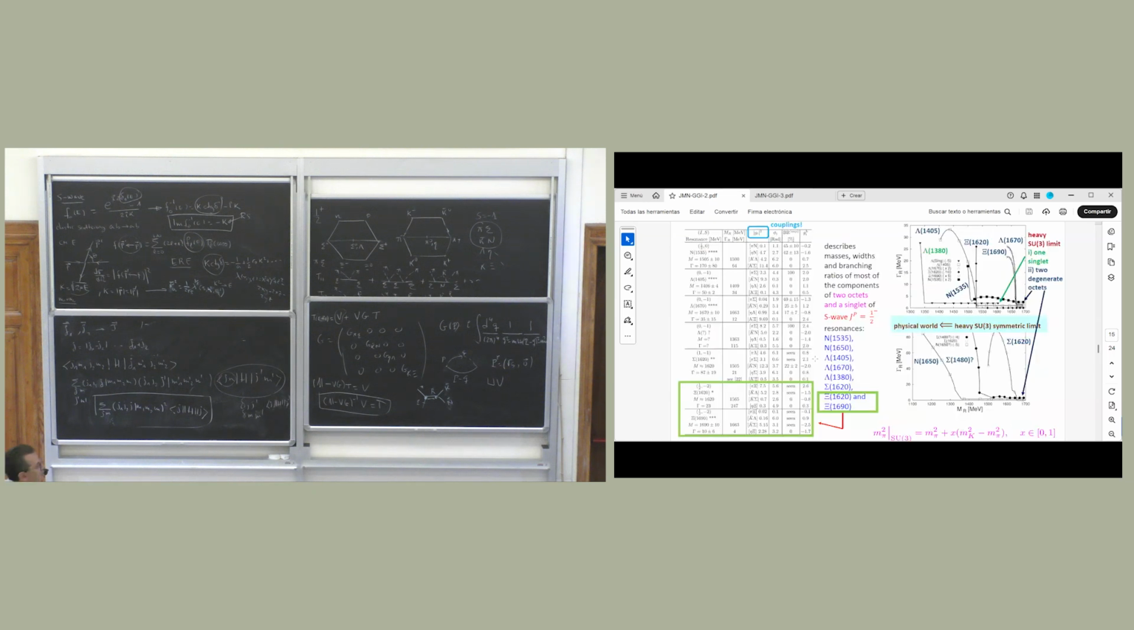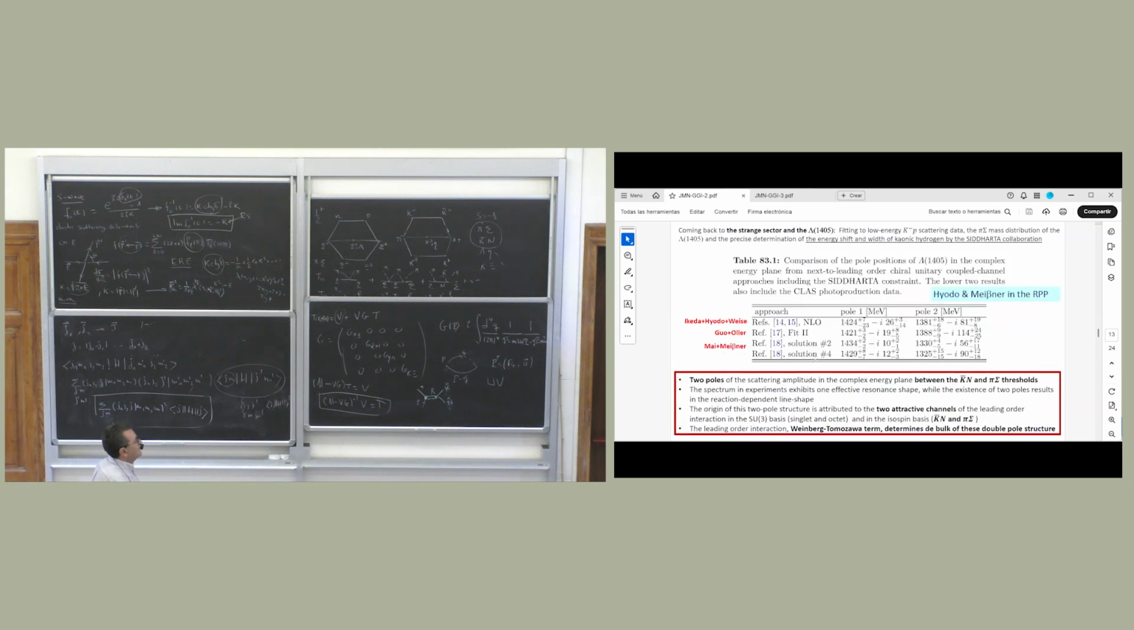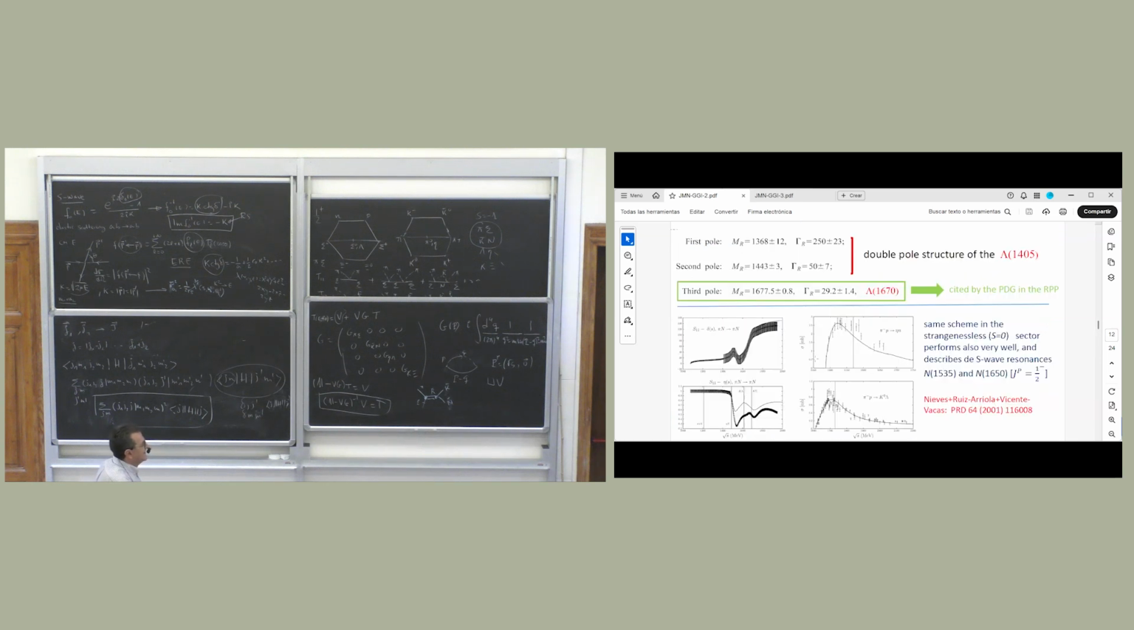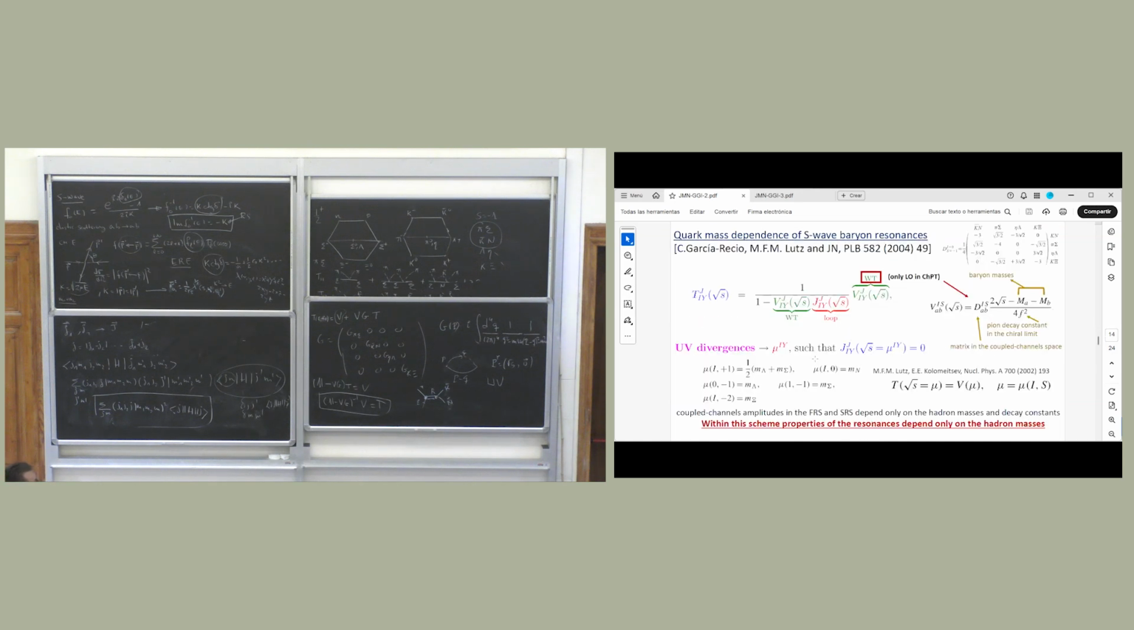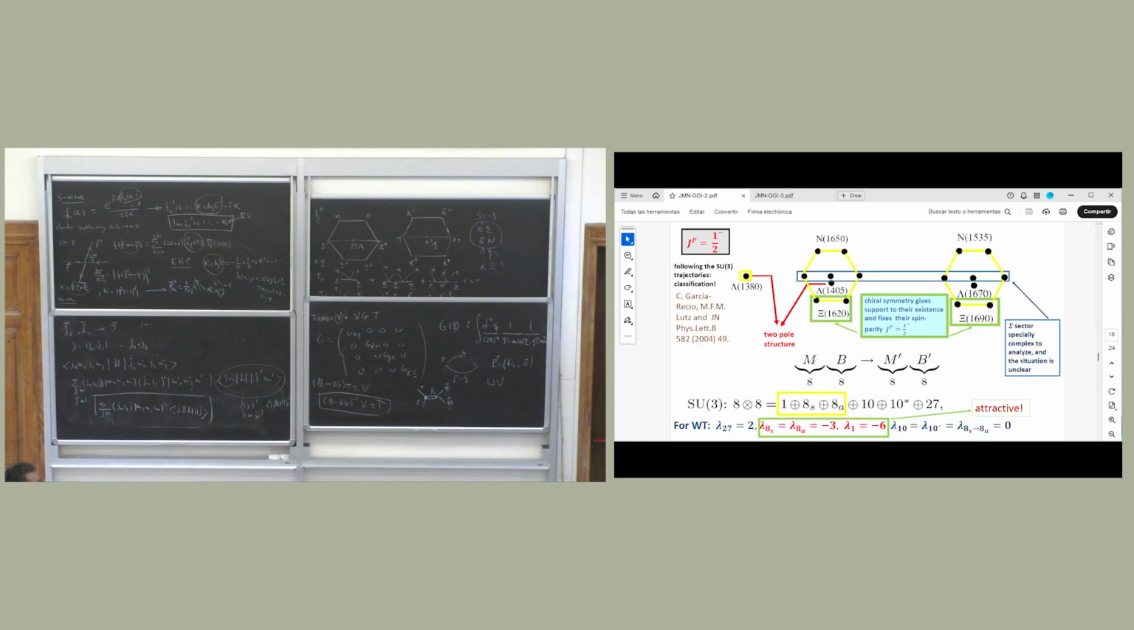Actually, here, I don't know if you can see it. I can do the same work that I did in the lambda sector in the nucleon sector, and then I can fit. I can look at pi N, eta N, K lambda. So strangeness is 0, and then I find resonances, and the resonances that I find are now the nucleons.